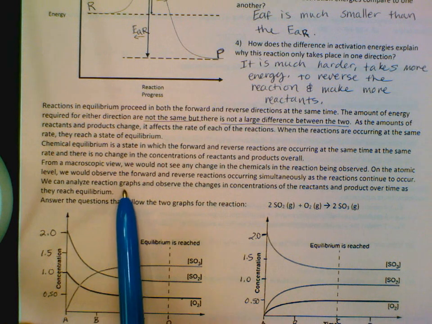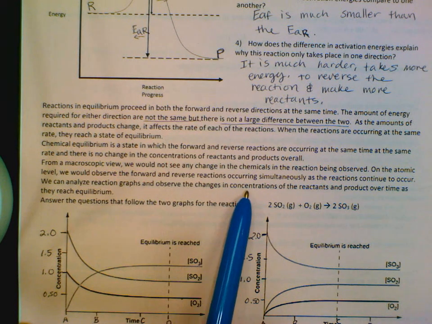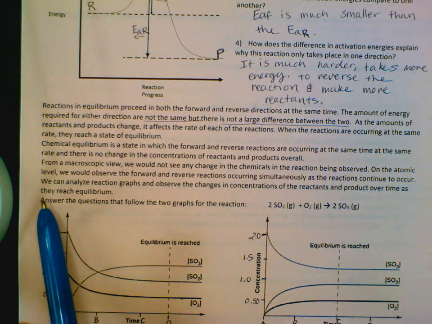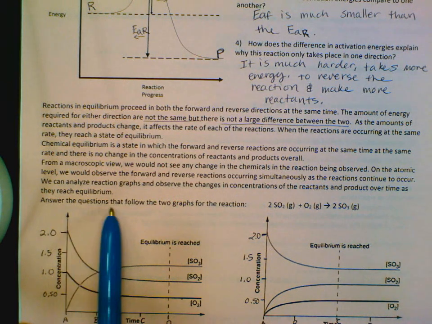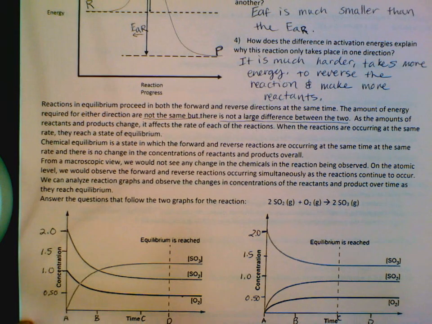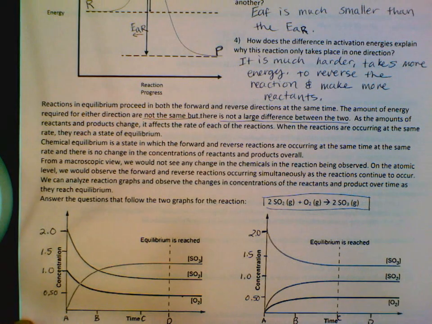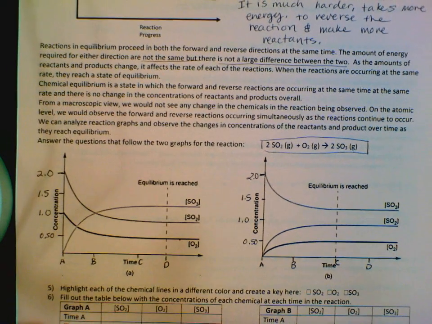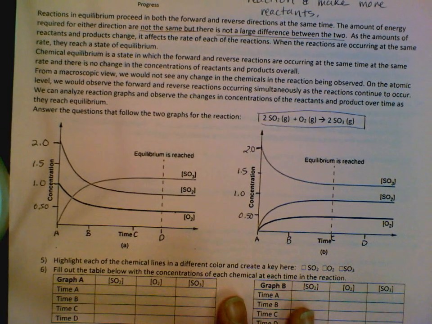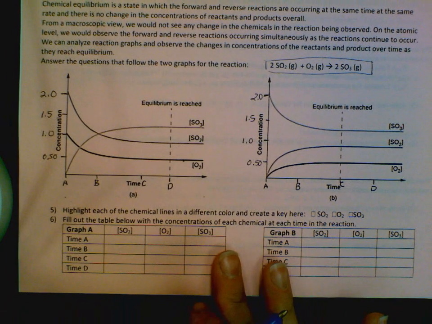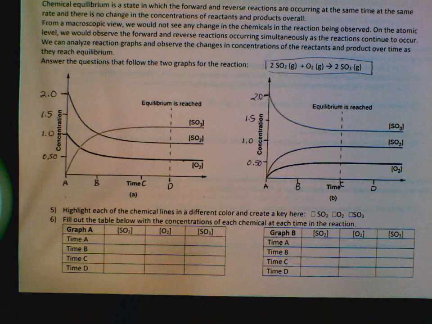All right, so we can analyze reaction graphs and observe the changes in concentration of the reactants and products over time as they reach equilibrium. Answer the questions that follow the two graphs for this reaction. So this is our reaction that we're going to be analyzing here. If you've got some highlighters, pause this and grab them out. You'll want some highlighters or colored pencils to help you.